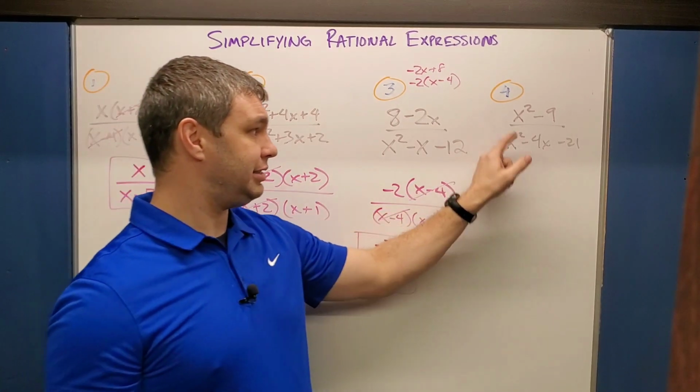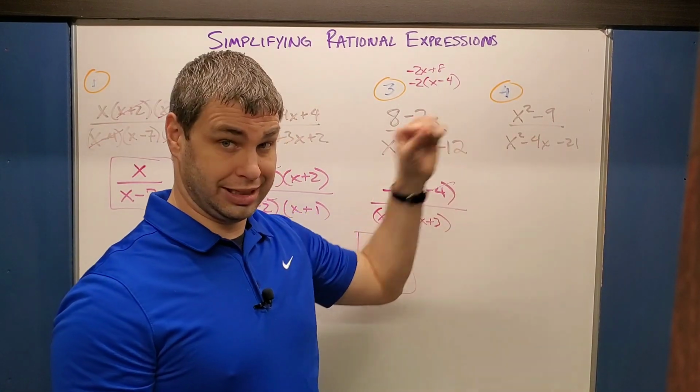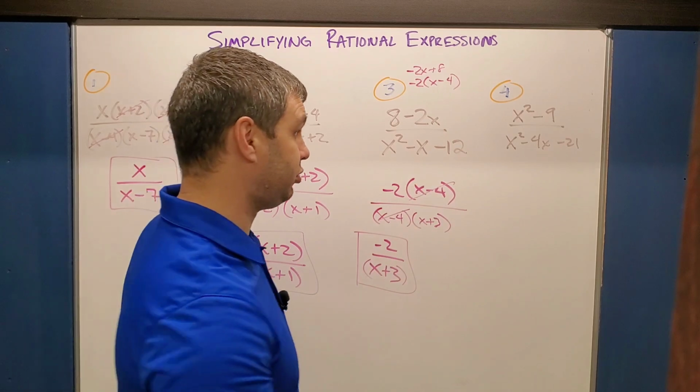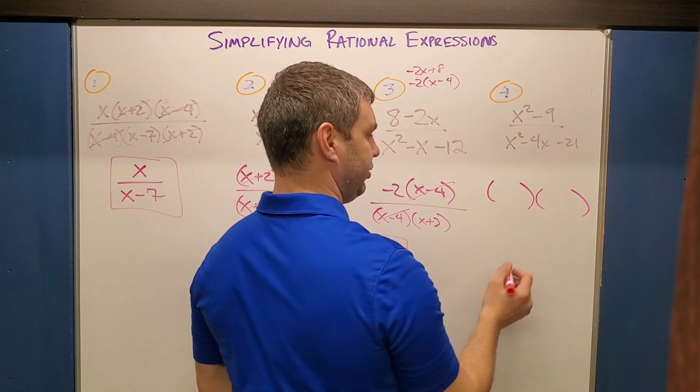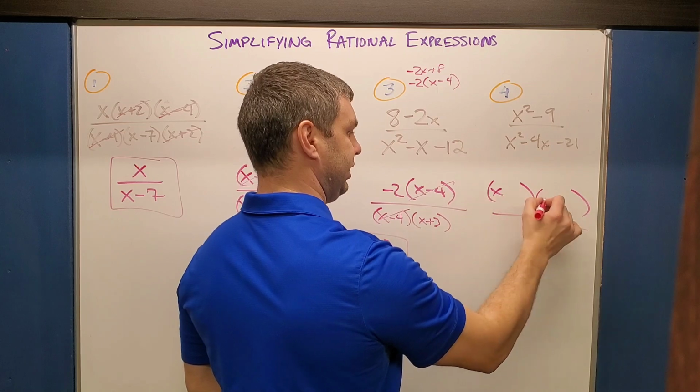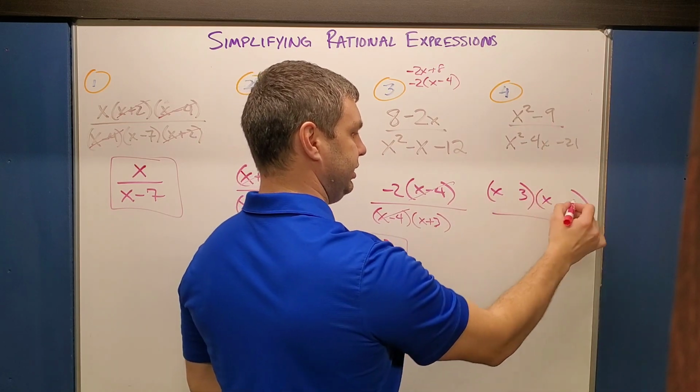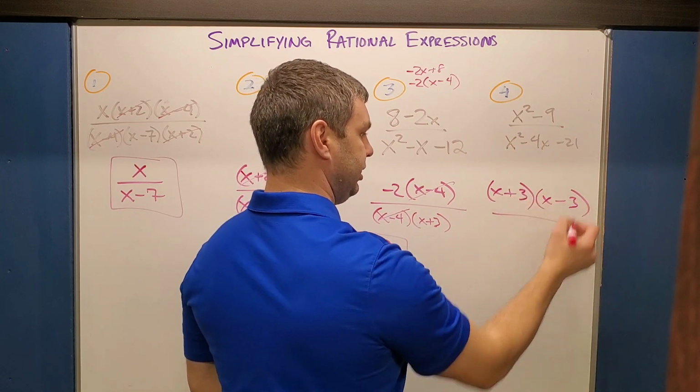All right, this last one, this is a difference of squares. Remember what x squared minus 9 is. You'd have the square root of both your x squared and your 9, and you have one with a plus and one with a minus. So I'm going to have x and x. The square root of 9 is 3 and 3. And one's going to be plus, one's going to be minus.